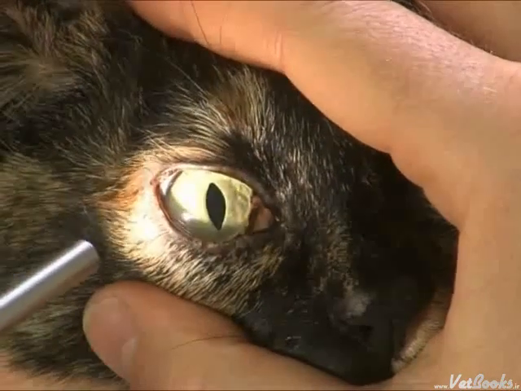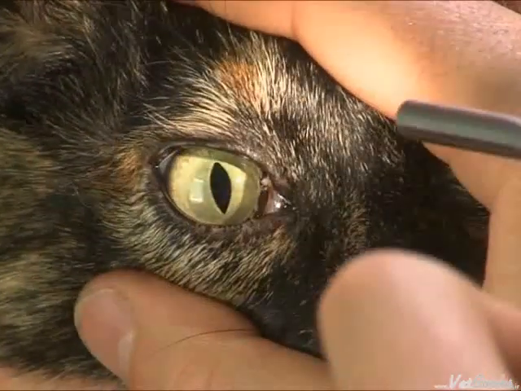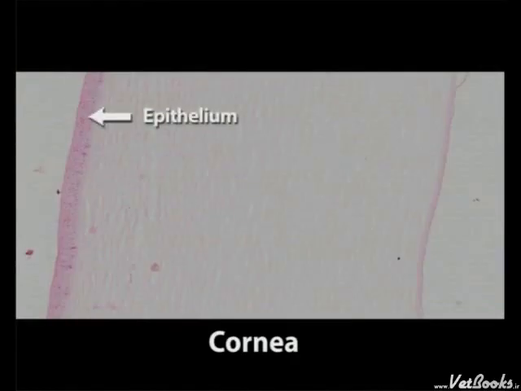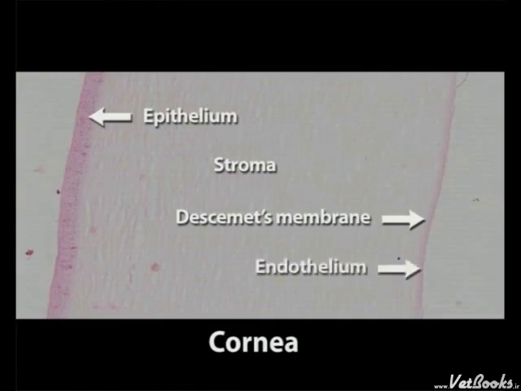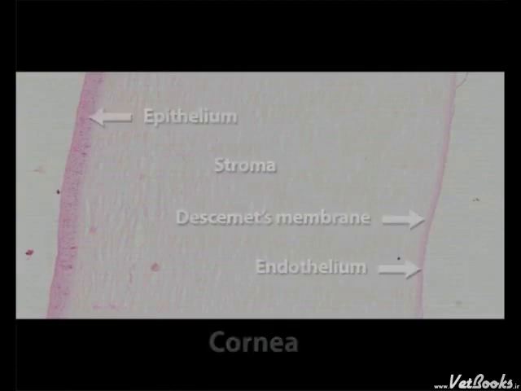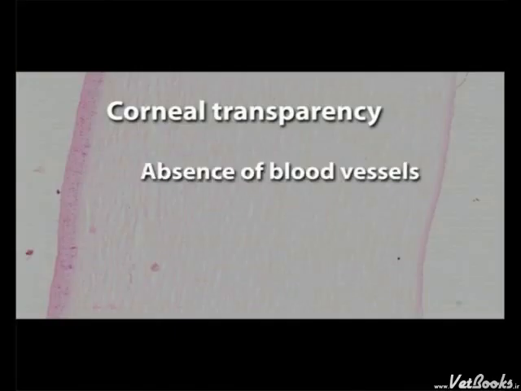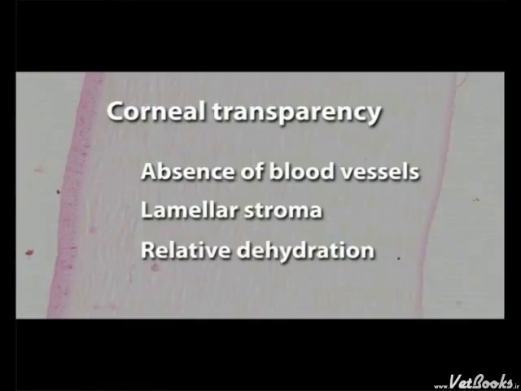In examining the cornea, it is important to understand the factors that determine its normal appearance. The cornea consists of several layers, including the epithelium, the stroma, Descemet's membrane, and the endothelium. The transparency of the cornea depends on the absence of corneal blood vessels, the lamellar structure of the stroma, and its state of relative dehydration, which is maintained by both the epithelium and endothelium.